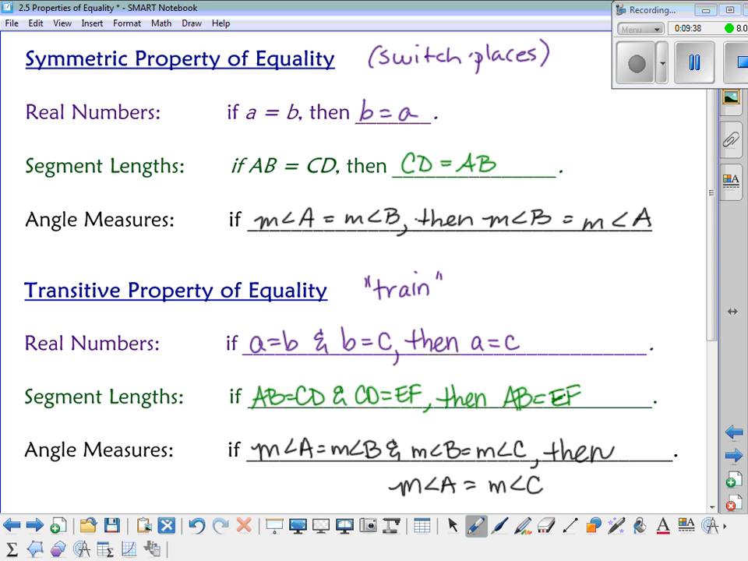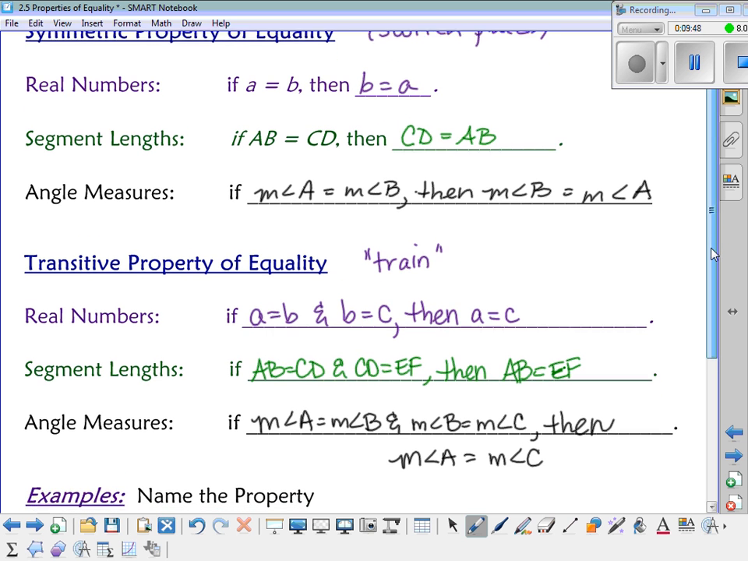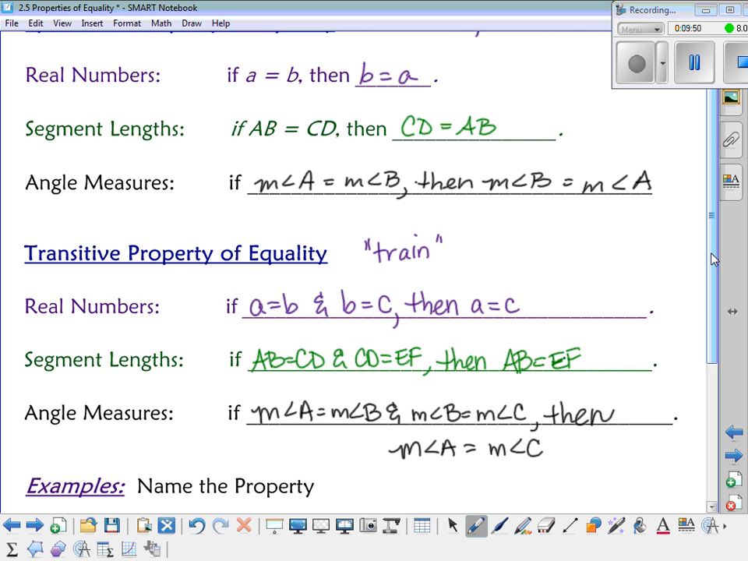Okay, so you will have some problems on your assignment where you have to identify the property. So I'm going to show you some examples, and I want you to pause the video as we go over each one to see if you can come up with your own answer, and then check to see if you got it right.